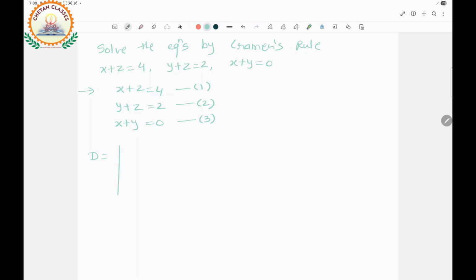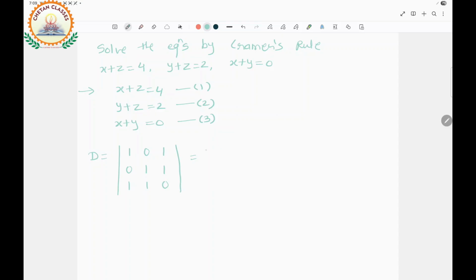So D is, first column is coefficient of x. So in first equation, coefficient of x is 1. Second equation, x is not there, so 0. And in third equation, coefficient of x is 1. Now second column, coefficient of y. So in first equation, y is not there, so put 0. In second equation, 1 and third equation, 1. Third column, coefficient of z. So in first equation, that is 1. In second equation, 1 and third equation, 0.